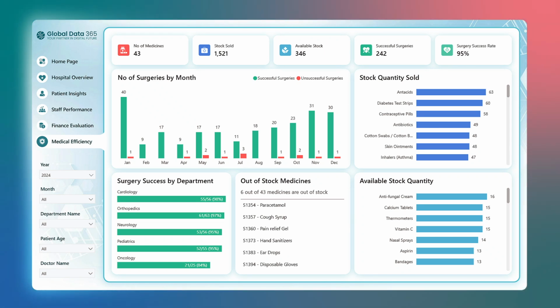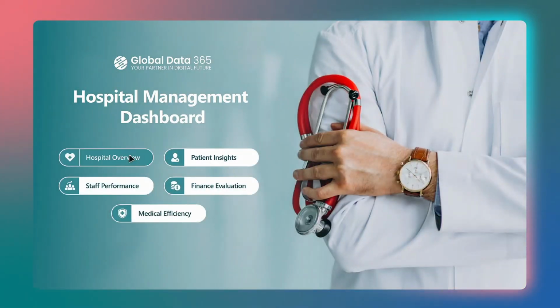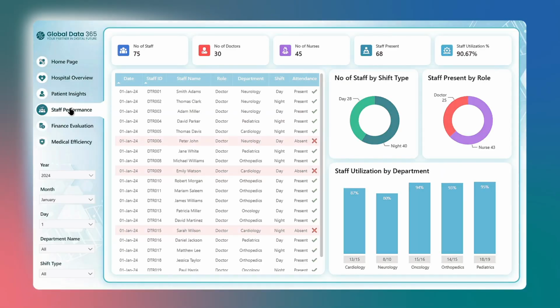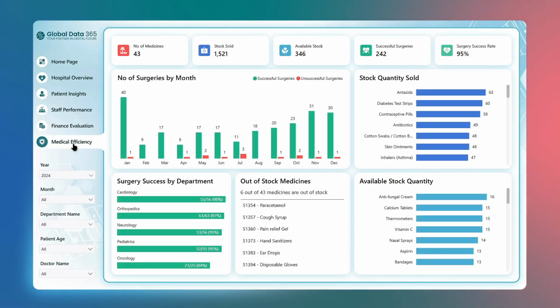medical supplies and services. The Hospital Management Dashboard by Global Data 365 transforms complex healthcare data into actionable insights. From patient management to financial monitoring, this solution empowers hospitals to deliver better care to people.